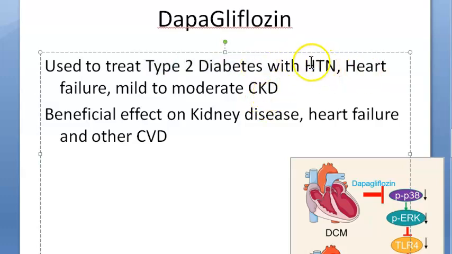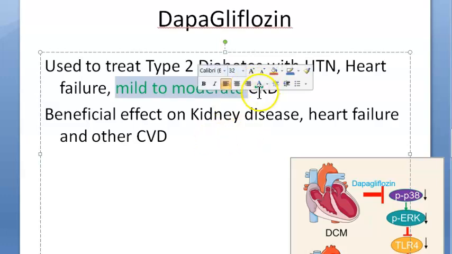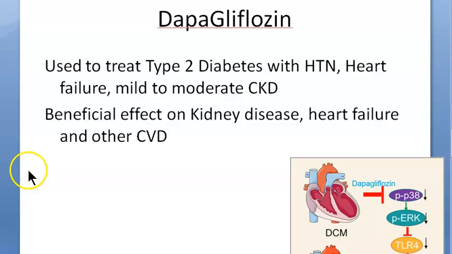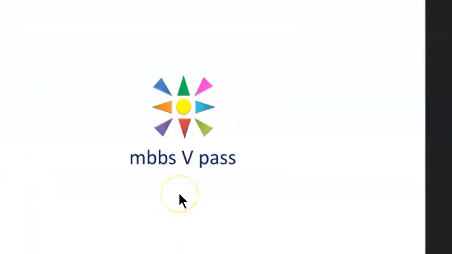And even if the patient has hypertension, heart failure, or even kidney disease, chronic kidney disease, then you can give it, mild to moderate. They're not saying severe, because the kidney has to filter, right? Then only this will work. So it also protects the kidney, they are saying. I don't understand how. Beneficial effect on kidney disease, heart failure, and other CVD. Okay. So did you understand? It is protecting even the kidney, even your heart, even your diabetes it is bringing under control.